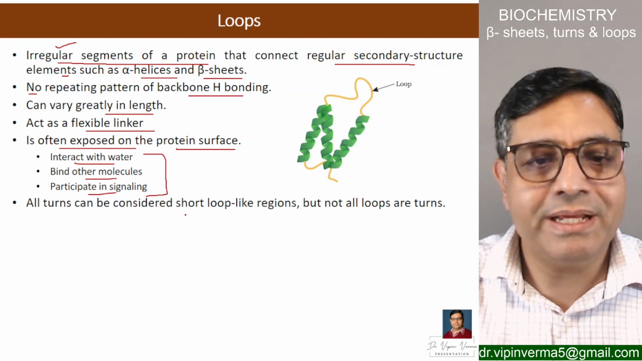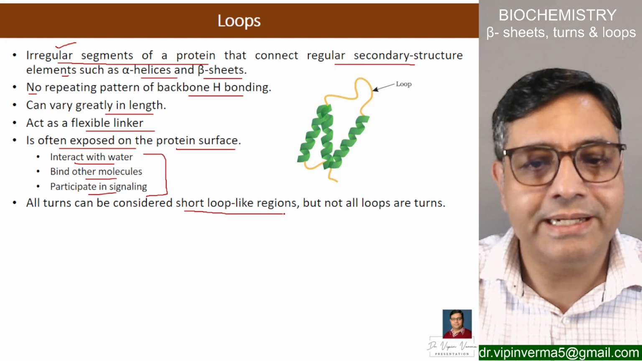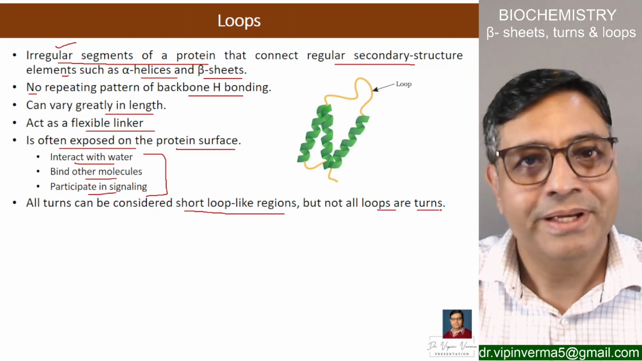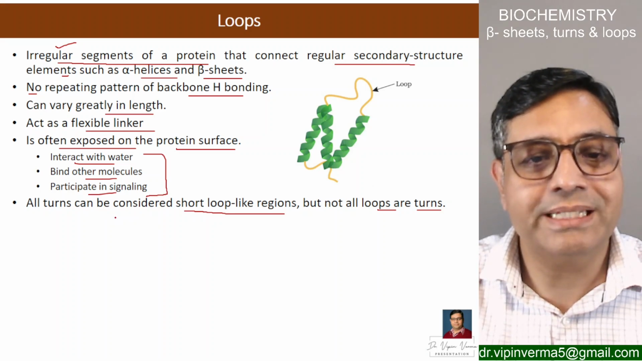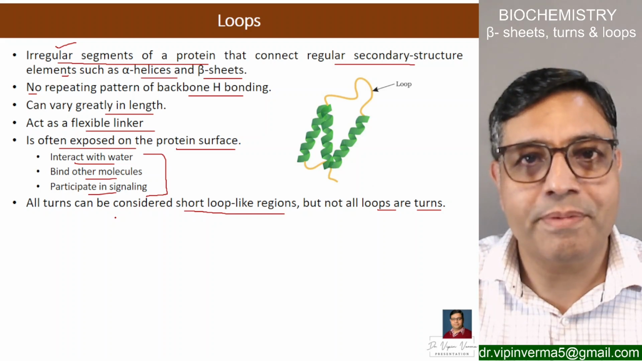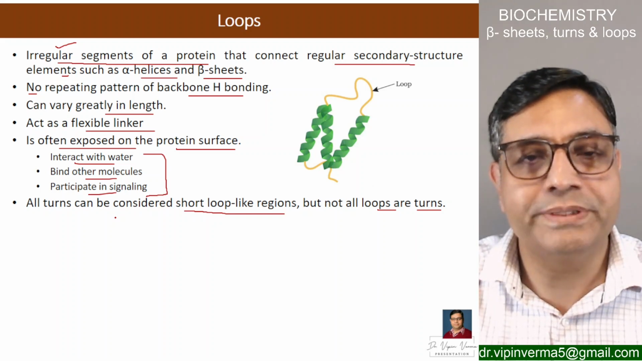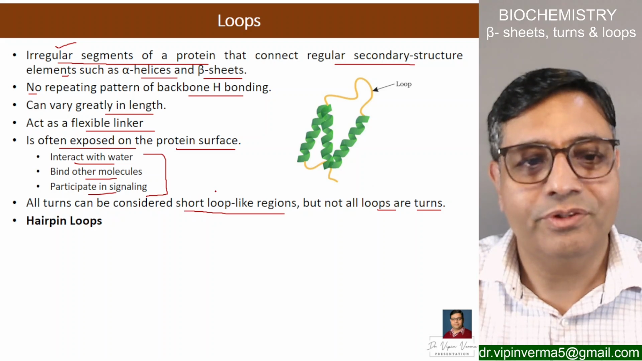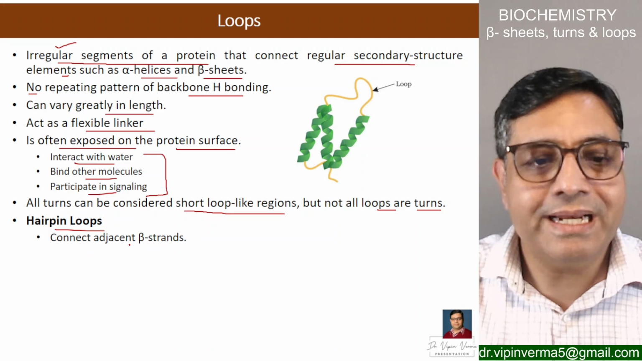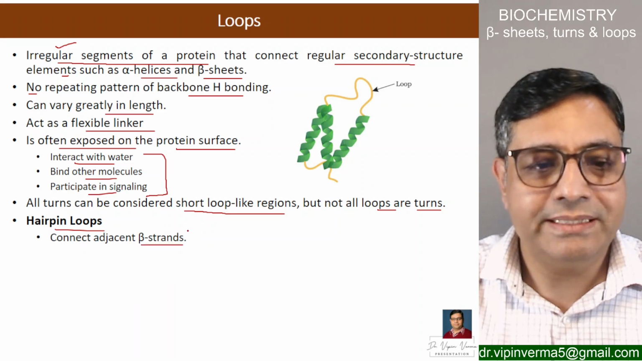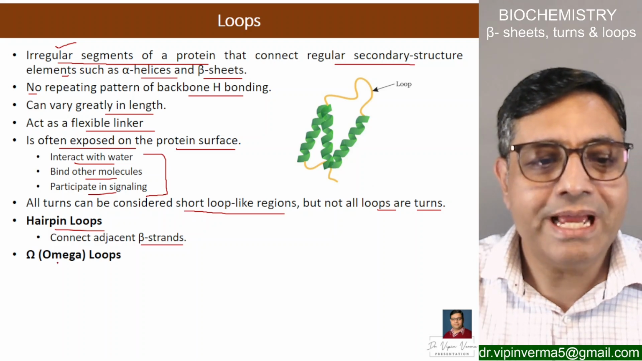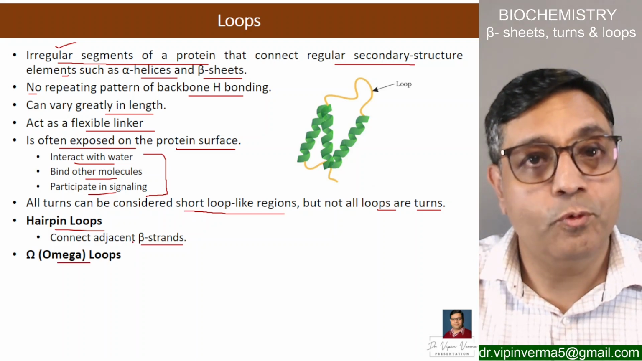All turns can be considered short loop regions, but not all loops are turns. Again, this is something important because turns are ultimately, you can consider that they are like loops. But then you have to remember that all loops are not turns. Okay. Now let's talk about the hairpin loops. They connect adjacent beta strands. So we call them as hairpin turns also. And then we have another example, the omega loops.